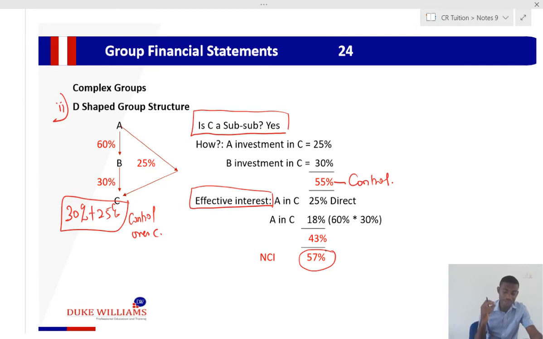So look at it carefully. Entity A, entity B, entity C, the D shape. Entity A has investment in B, B has investment in C, but B's investment does not indicate control. We need to add that of A before we can establish control.